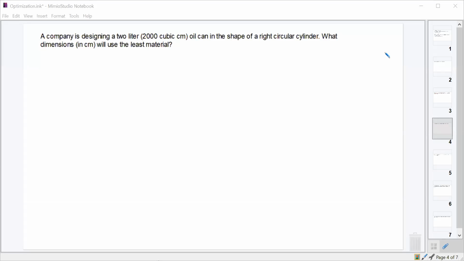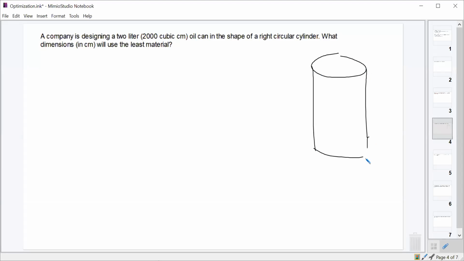Right, so we've got a cylindrical can. There's our cylindrical can, and we want to know what dimensions will use the least amount of material. So when we're talking about material, that should be what? Surface area. Yeah, surface area. So we're talking about surface area of a cylinder. So I'll call that A.